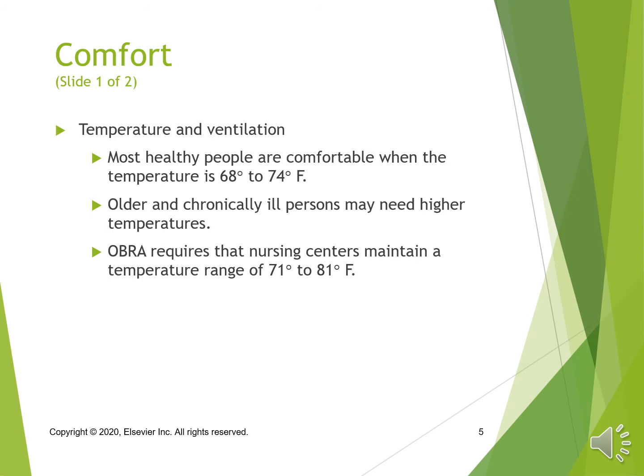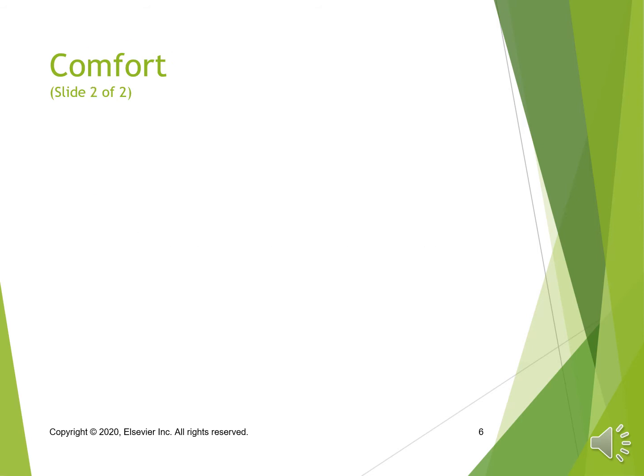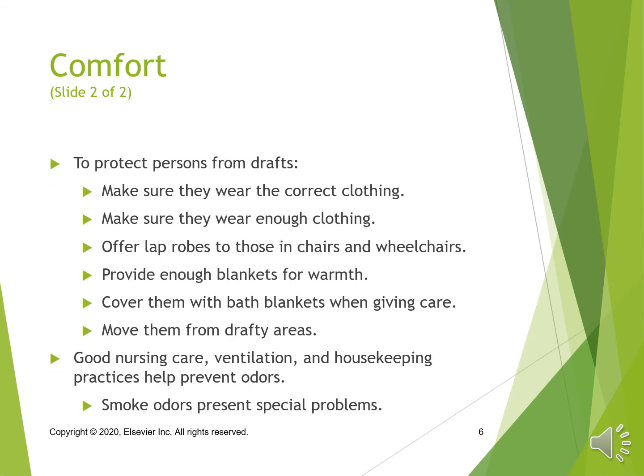So age and illness and activity affect comfort. Temperature, ventilation, noise, odors, and lighting are also factors. They are controlled to meet the person's needs. Heating and air conditioning systems maintain a comfortable temperature. The comfort, again, is to protect persons from drafts. Make sure they wear the correct clothing. You don't want to put winter clothes on them in the summertime.